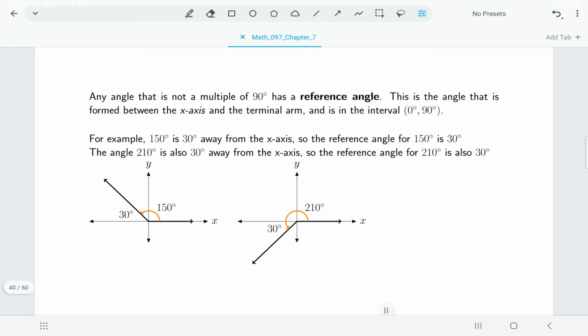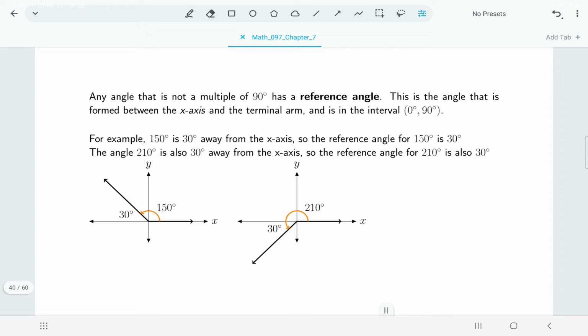Welcome back. In the last section of this lecture, we're going to be looking at finding exact values for our trig functions for angles that are multiples of 30, 45, and 60. And so we just need to get a few things set up first before we can get there. One of the things that we'll need to know is what do we mean when we talk about the reference angle for an angle?